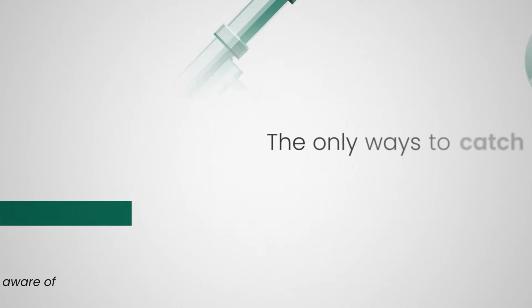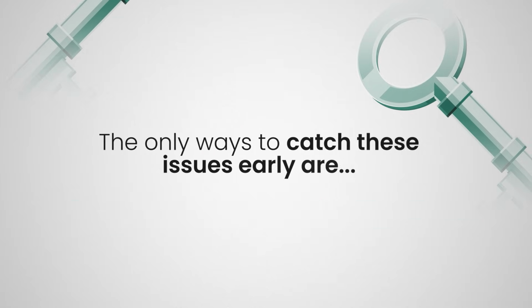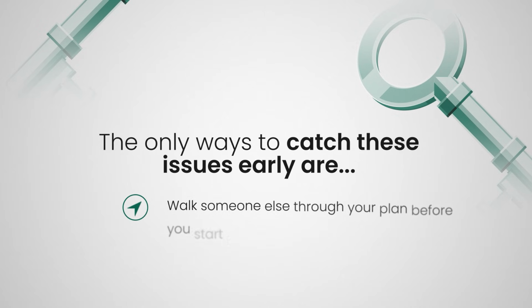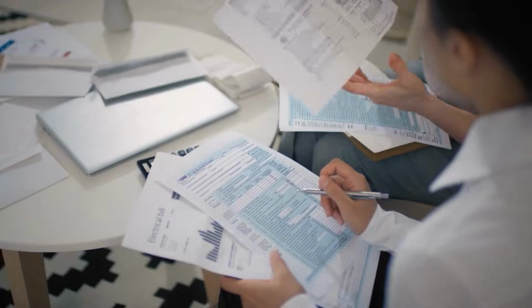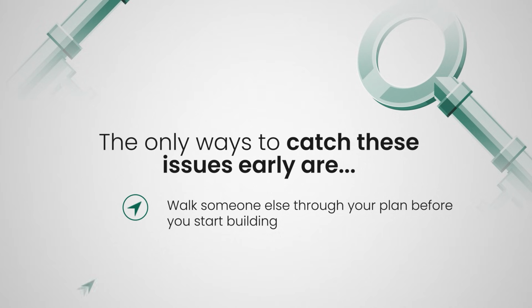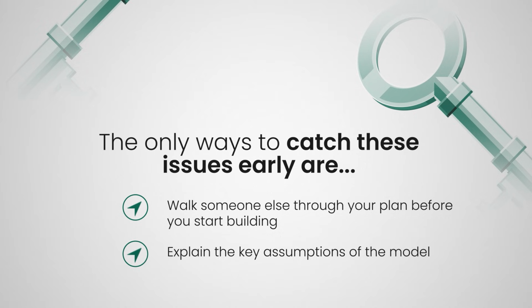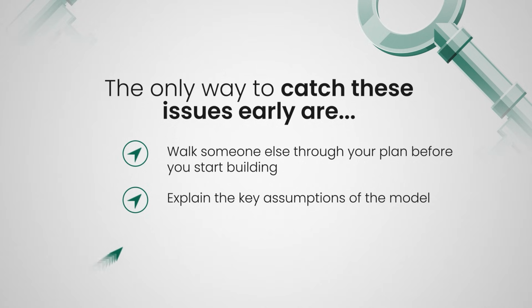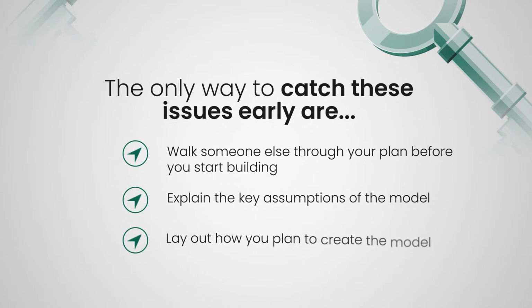So here's the only way to catch these issues early. Walk someone else through your plan before you start building. And make sure you do it step by step instead of just giving them broad strokes. Explain the key assumptions of the model, where you got them from, and how you have vetted them. Then lay out how you plan to create the model, so it's optimized for fast iteration, yet robust and with a small surface area for mistakes.